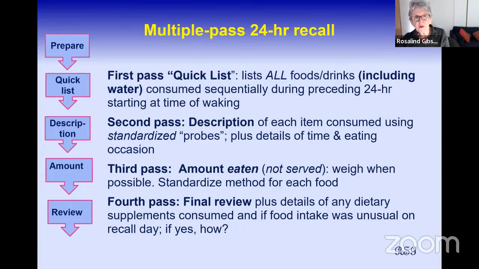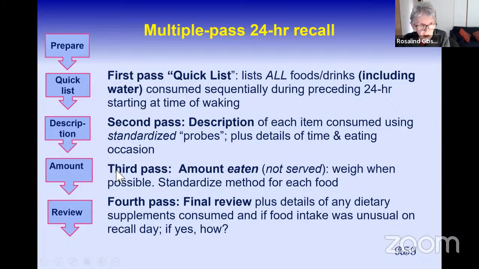So this is the format for a traditional multiple pass 24-hour recall that consists of 4 passes, which I'm sure you're all aware of. The first pass is the quick list, where we list all the foods and drinks, including water, sequentially during the preceding 24 hours, starting at the time of waking. The second pass is the description, when we describe each item consumed in more detail, using our standardized probes that should match the description in your food composition table, and include details of the time and the eating occasion.